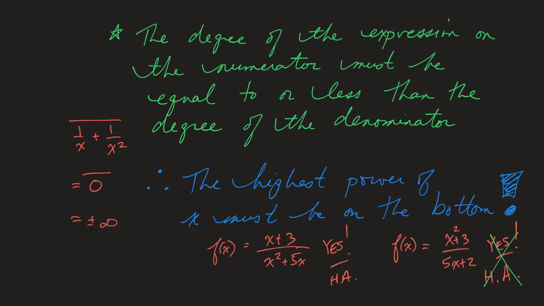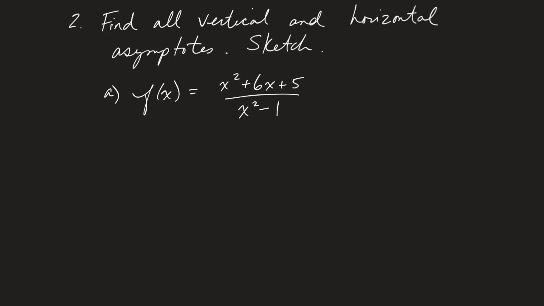But now what we're going to do is jump in and work our way through actual curve sketching dealing with horizontal asymptotes. So, I want you to take a look at the problem. We're going to go through a big complex problem right now. We're going to find all the vertical and horizontal asymptotes, and then we're going to sketch that graph. We're going to do a formal sketch.